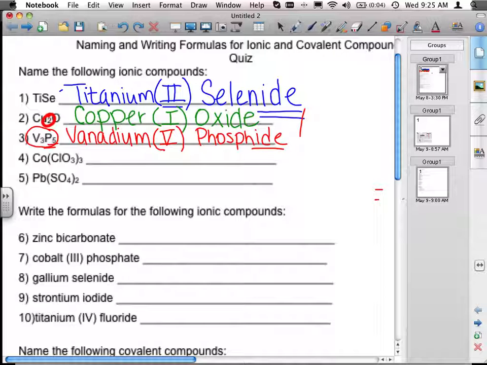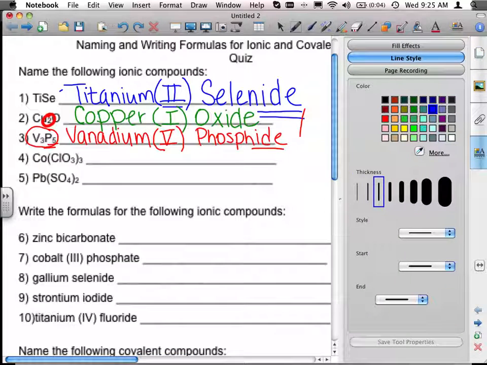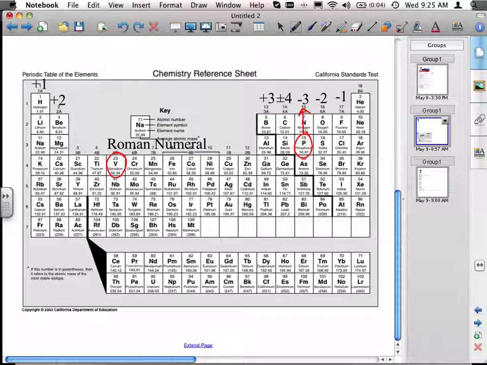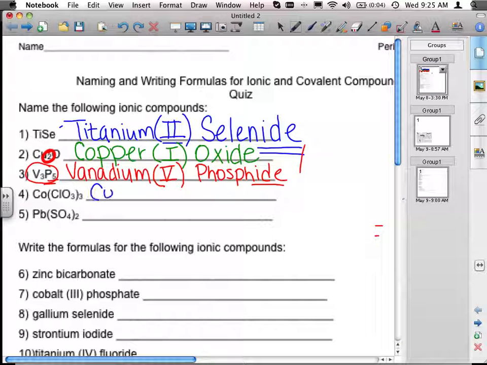Moving on to number 4. Number 4, the symbol Co. Go to your periodic table, find Co. Co is located again in the middle section. It stands for cobalt, meaning again I need a Roman numeral. I need to decide by my second element or compound what Roman numeral I need. Okay, here's a parenthesis with a compound inside it, meaning it's on my list.